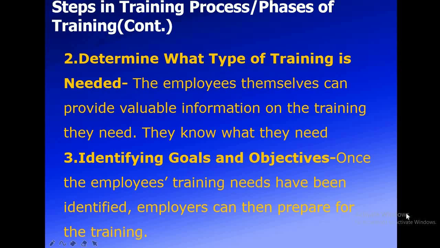The third step will be identifying goals and objectives. Once the employees' training needs are identified, employees or employers can then prepare for the training. Clearly stated training objectives will help employers communicate what they want their employees to do better or to stop doing. Learning objectives do not necessarily have to be written, but in order for the training to be as successful as possible, they should be clear and thought out before the training begins.